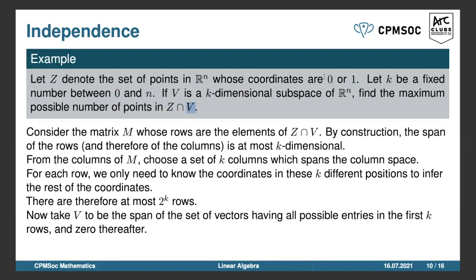And because by construction there are 2 to the k vectors in this spanning set of V, and they're all of this form, certainly the intersection is going to contain 2 to the k and no more, because it's at most 2 to the k.